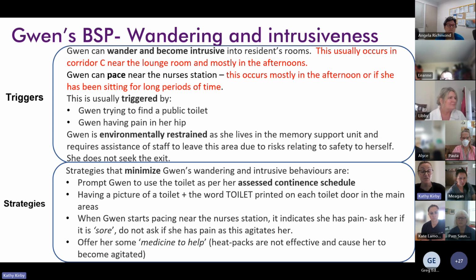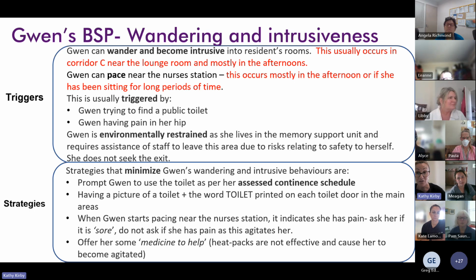But it also says that Gwen doesn't usually exit seek. So even though she's wandering around, the reason that she's generally wandering or pacing is because of her pain and because of trying to find the toilet. So very specific there. And you can see it's quite specific about the location and the time of day.